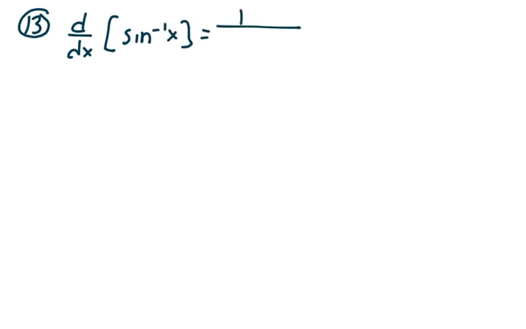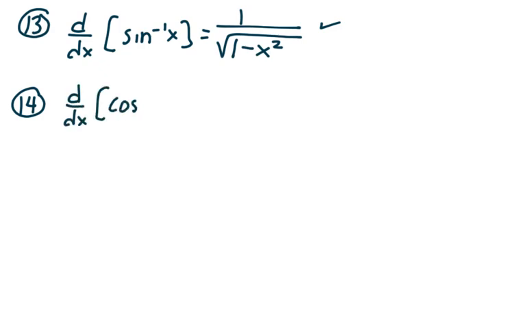So let's take a look at 13. The derivative of arc sine x, inverse sine of x, is 1 over the square root of 1 minus x squared. And then the last one on the first page, number 14. The derivative of inverse cosine x starts with c, so it's negative.